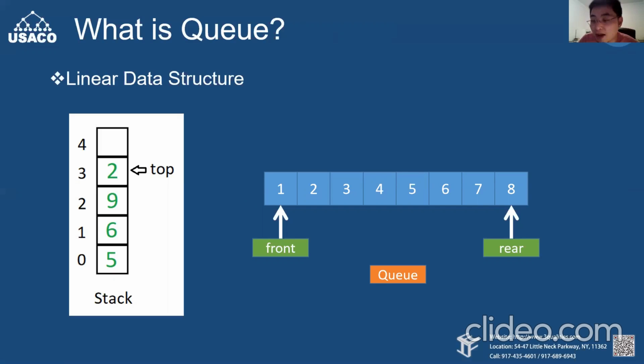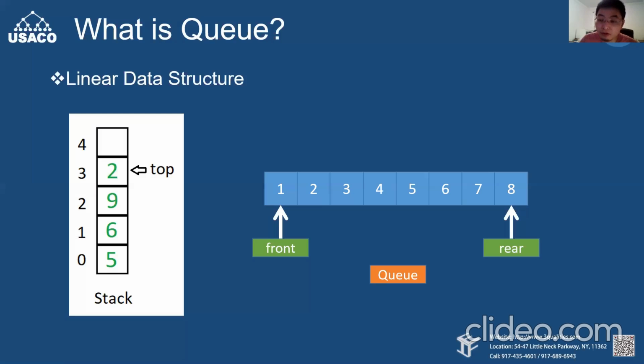I'm asking you, we know a queue is just like a line. Can you give me a realistic example about a queue in our daily life? You get my point? Okay, anyway.